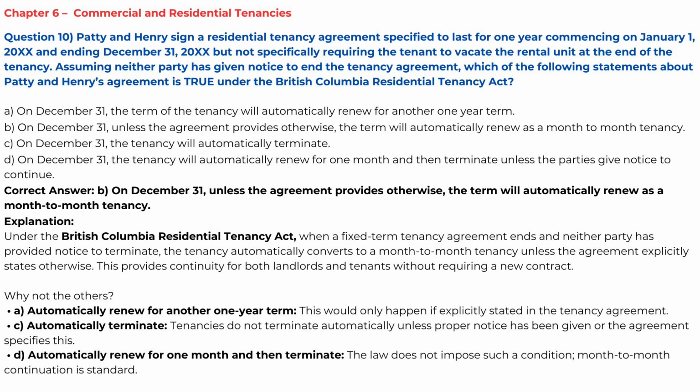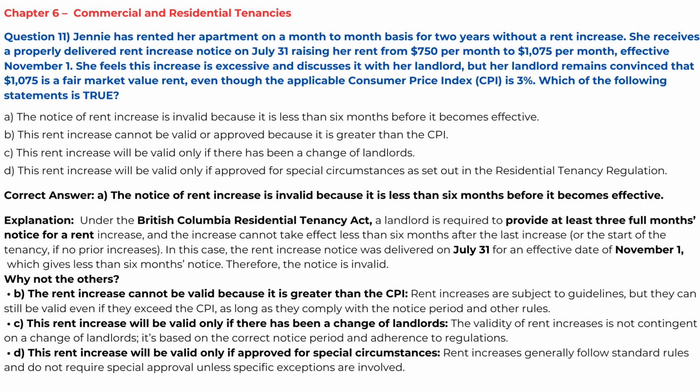Why not the others? A. Automatically renew for another 1-year term. This would only happen if explicitly stated in the tenancy agreement. C. Automatically terminate. Tenancies do not terminate automatically unless proper notice has been given or the agreement specifies this. D. Automatically renew for 1 month and then terminate. The law does not impose such a condition. Month-to-month continuation is standard.